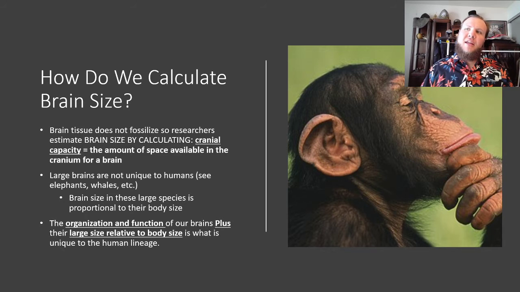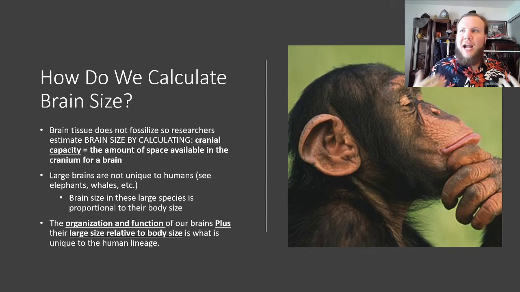So even though brain tissue decomposes, we can calculate brain size by measuring how large the brain cavity is. This is called cranial capacity. So this is the amount of space available. And we do that with ball bearings, where we fill it in and we measure how many ball bearings. And we can do this now with 3D imaging, right? Which is so cool. And 3D scanning.